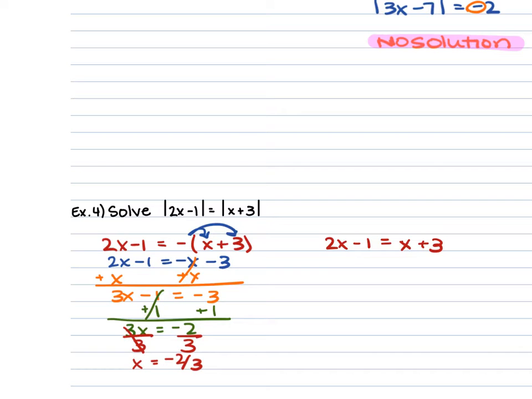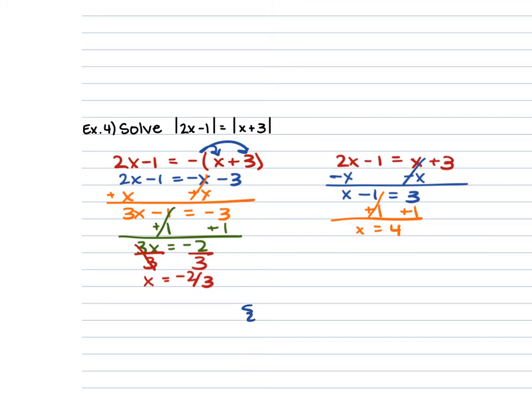For the other equation, we just are going to move the x over by subtracting it from each side. So we have x minus 1 is equal to 3. We add the 1 to both sides and get that x is equal to 4. So our two solutions here are negative 2/3 as well as 4.